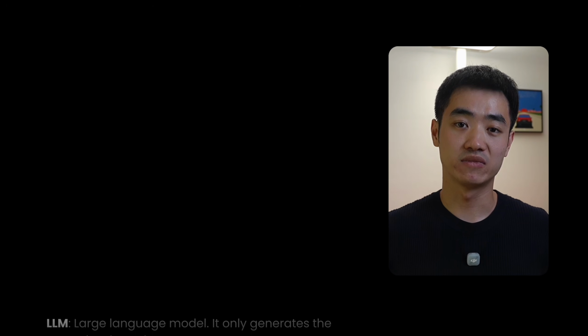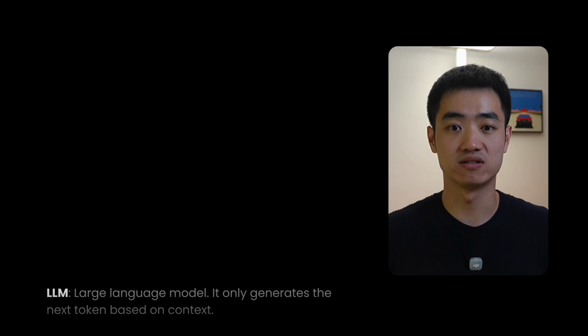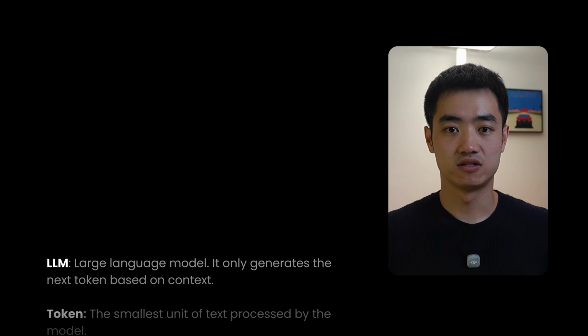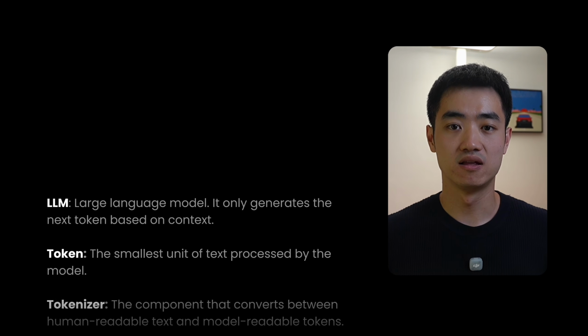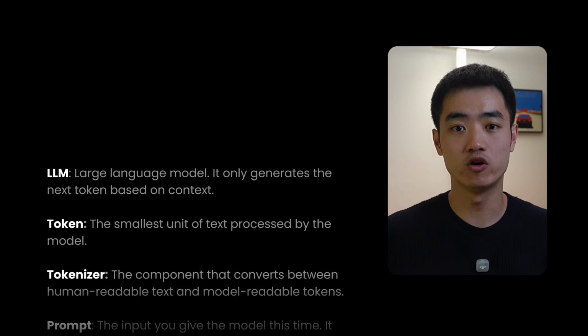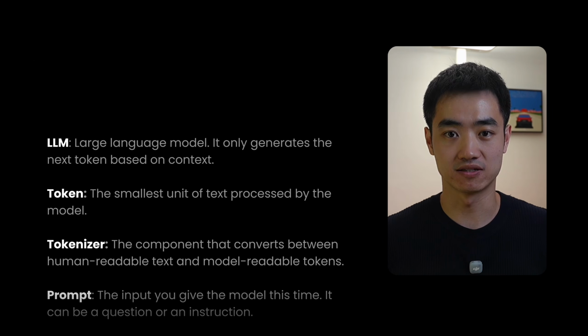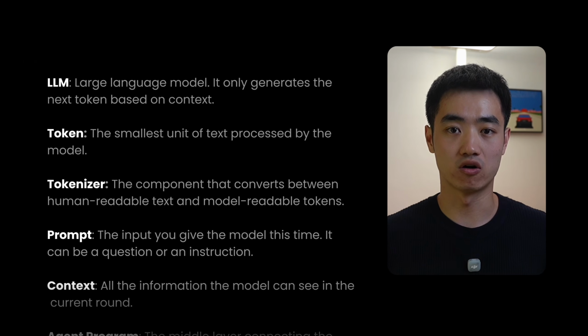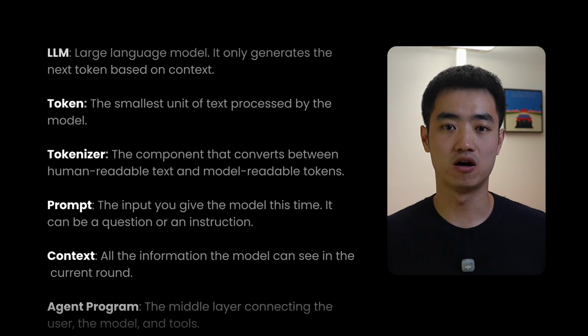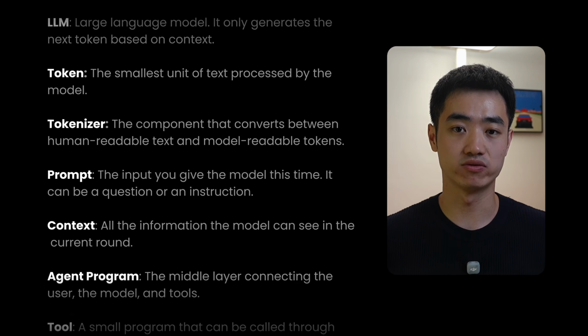Now let's wrap it up by quickly recapping the key concepts from this episode. LLM, large language model, it only generates the next token based on context. Token, the smallest unit of text processed by the model. Tokenizer, the component that converts between human-readable text and model-readable tokens. Prompt, the input you give the model this time. It can be a question or an instruction. Context, all the information the model can see in the current round.